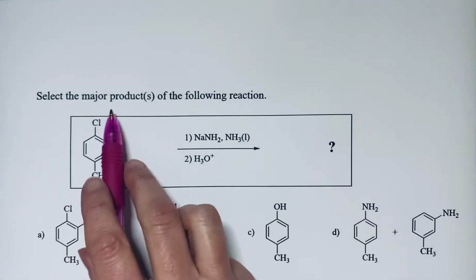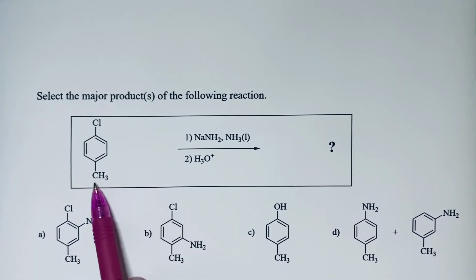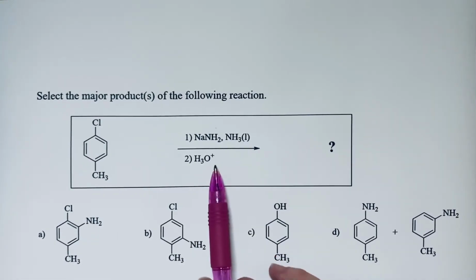Select the major product or products of the following reaction. So we are starting with a benzene ring that has a methyl group and a chlorine already attached. And the conditions that we're using don't look like our typical, say, electrophilic aromatic substitution reactions.